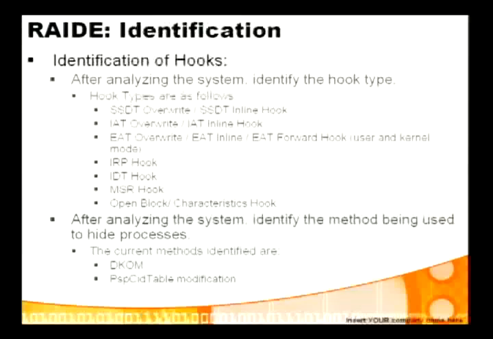We also offer the user the ability to identify the type of hidden process. If we recognize the method being used to hide the process, we'll report it to the user, and based on that, we can give the user a selection of what they want to do with that hidden process. So the two types we recognize are DCOM and PSP-CID table modification, and we'll talk about that in a second.